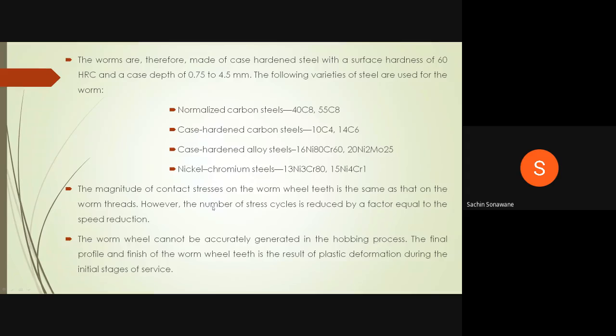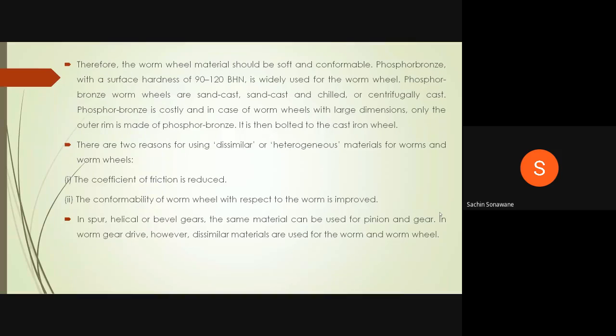The magnitude of contact stresses on the worm wheel teeth is the same as that on the worm threads. However, the number of stress cycles is reduced by a factor equal to the speed reduction. The worm wheel cannot be accurately generated in the hobbing process. The final profile and finish of the worm wheel teeth is the result of plastic deformation during the initial stages of service.